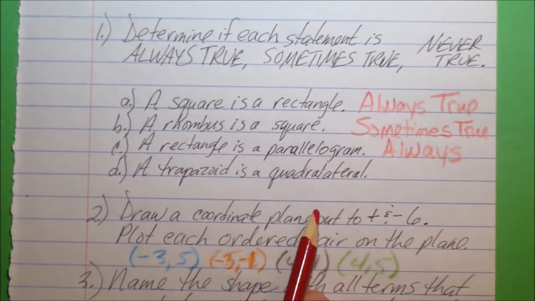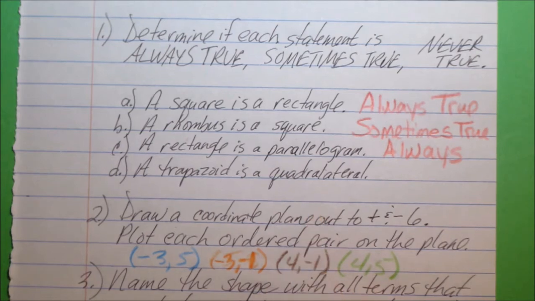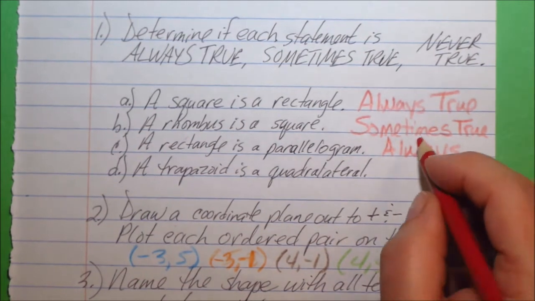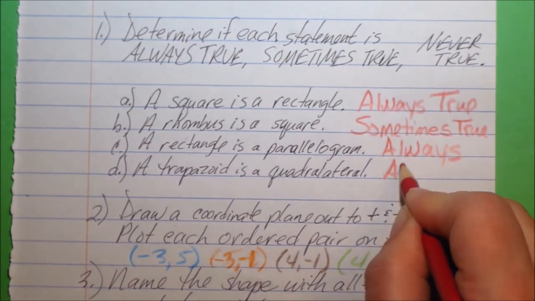Okay, a trapezoid is a quadrilateral. Well, to be a quadrilateral, all you have to be is to have 4 sides, and a trapezoid does have 4 sides. So that one is also always true.